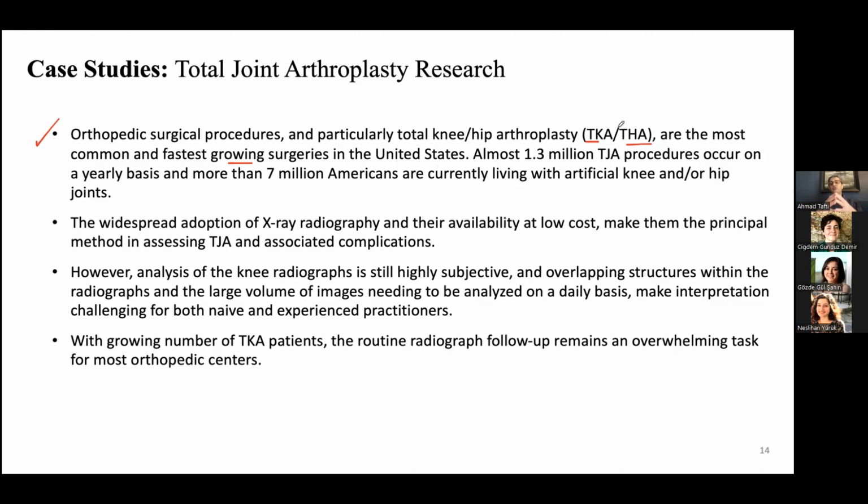So we have two kinds of people suffering from this kind of disease and some sort of complications.